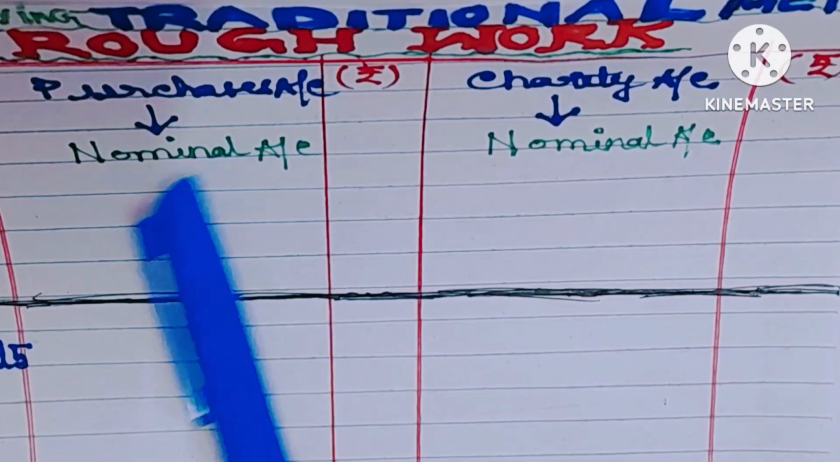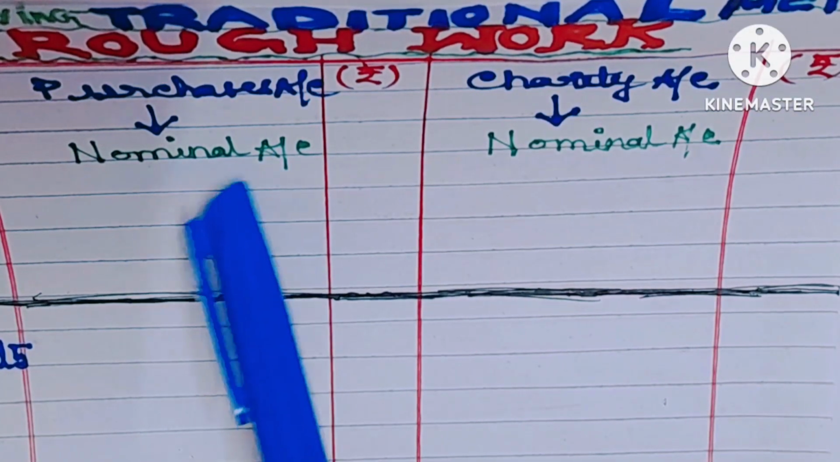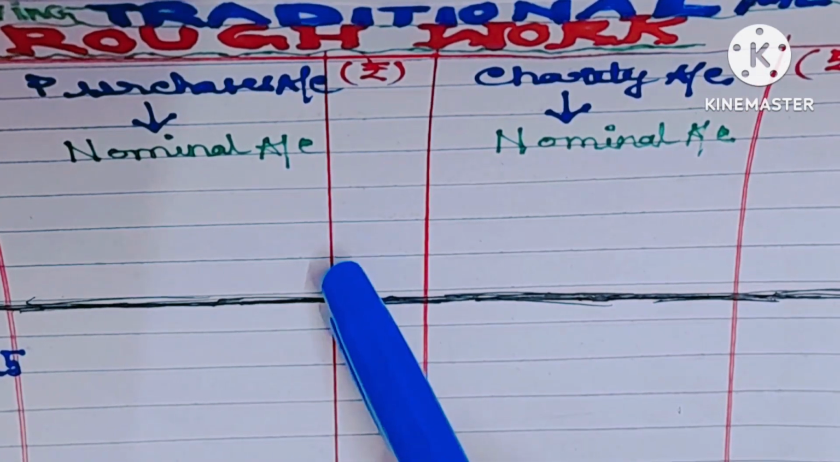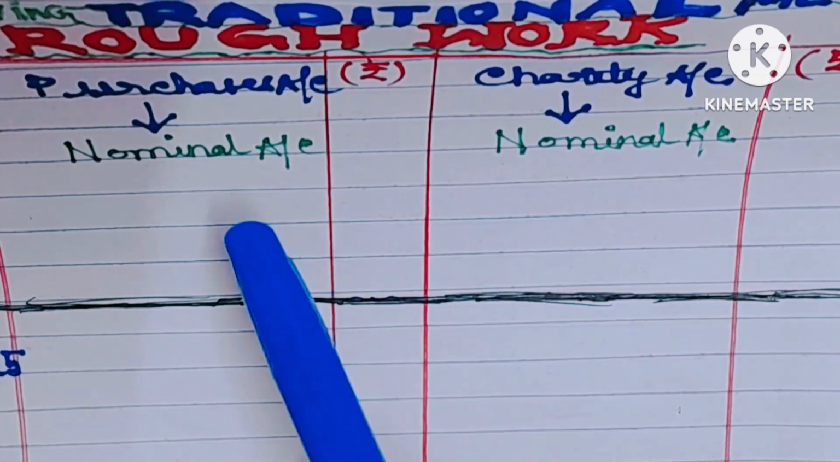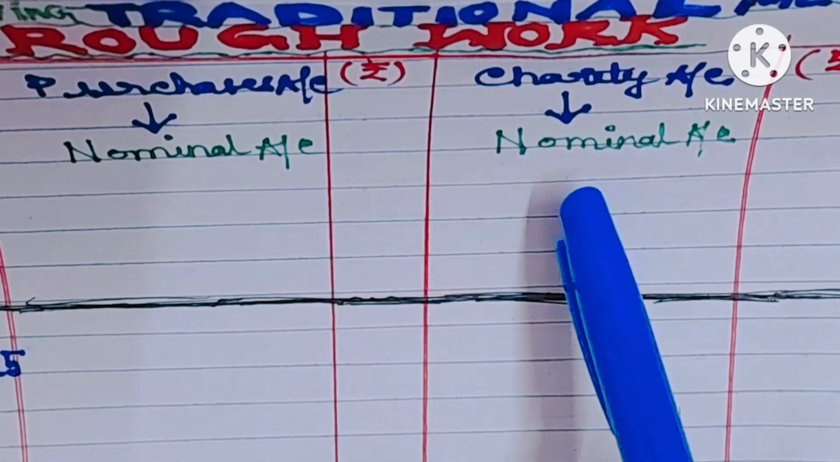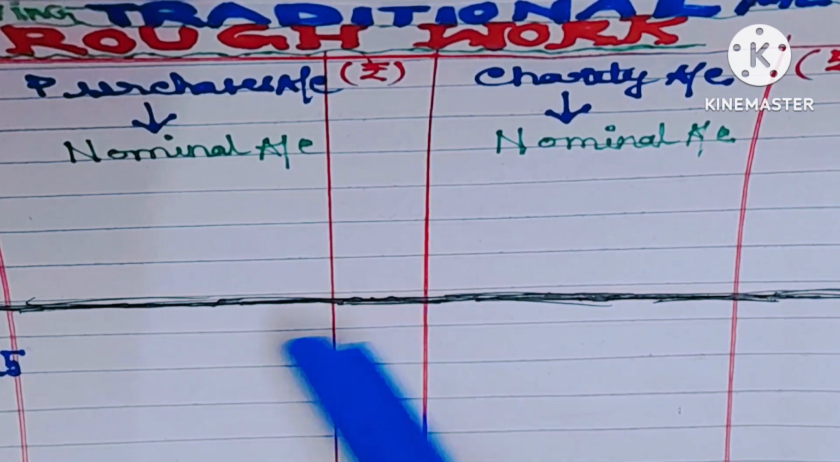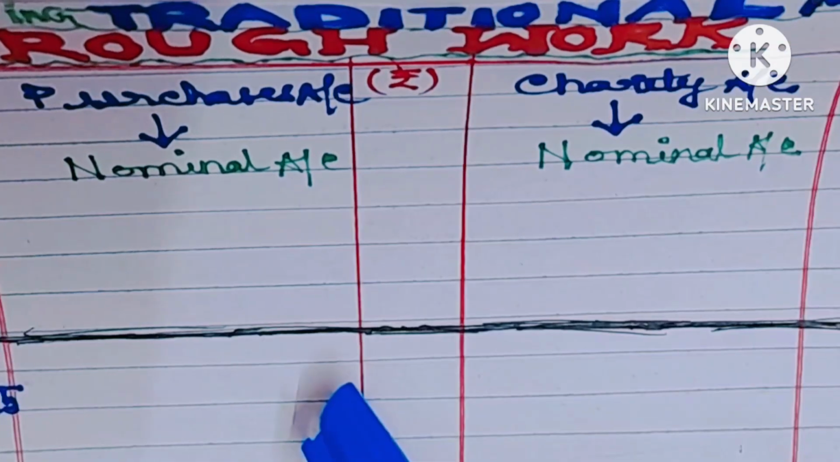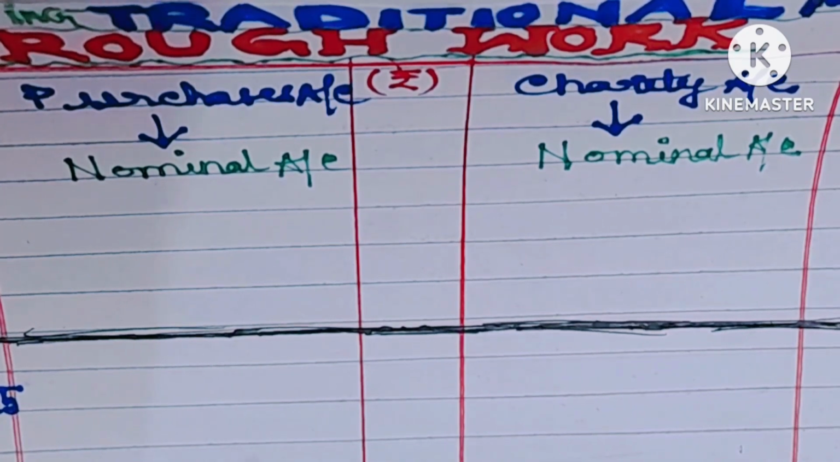As we know, purchases account comes under nominal account. And as we know, when goods are purchased for cash, cash goes out from the business. So purchases is an expense for the business. So normally we debit purchases account. Why? Because purchases account is an expense. Purchases account comes under nominal account. And according to the rule of nominal account, all losses and expenses debit. But in this transaction, goods were not purchased, but goods were given away as charity.